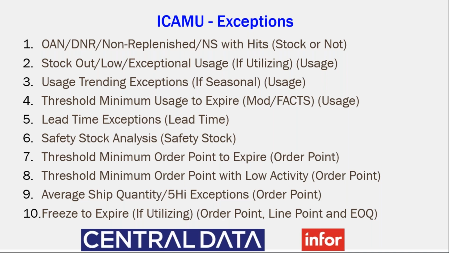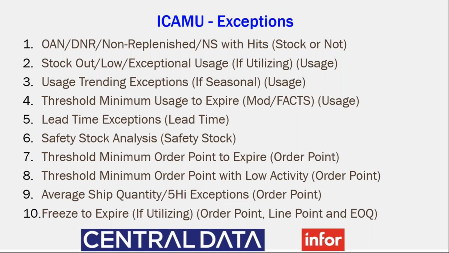Average ship quantity and 5 high exceptions. So there's a calculated order point, usage during lead time plus safety. Sometimes that calculation goes astray. And so instead, it's going to kick in other methods, your threshold minimum order point, which is human set, or what's your average ship quantity, or what's your 5 high. And just a quick example is your order point turns out to calculate to 15.